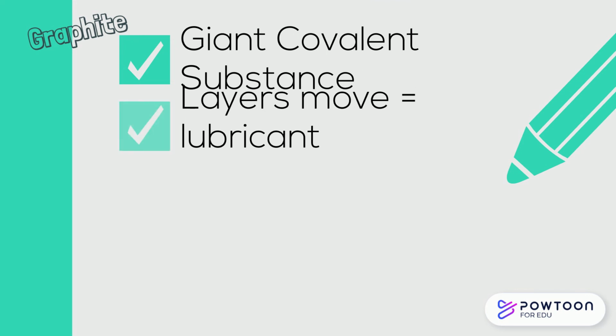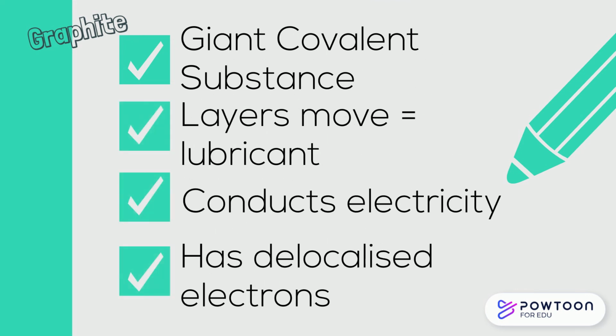So let's start with carbon. One example of an allotrope is graphite. It is a giant covalent substance. Its layers move, so it can be used as a lubricant. It conducts electricity since it has delocalized electrons.